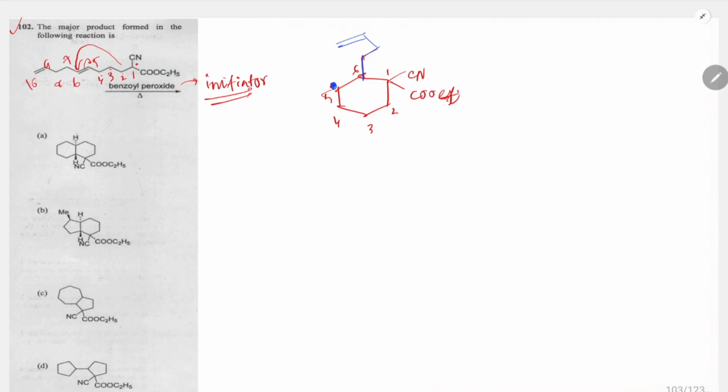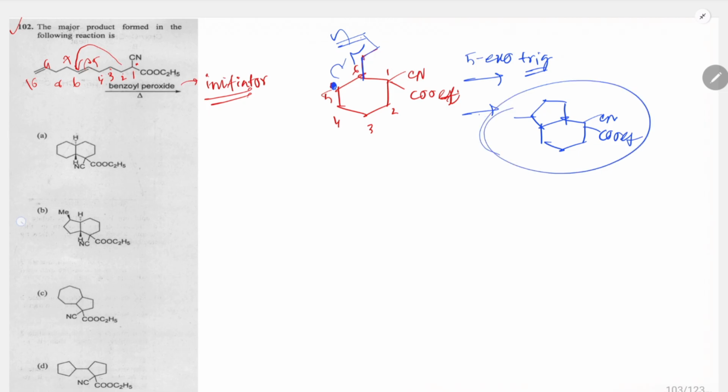Now there is a possibility of a 1, 2, 3, 4, 5 membered ring formation. This is 5-exo-trig by Baldwin's rule, and this radical will shift there and give the product as COEt. This is methyl. So this resembles option B.